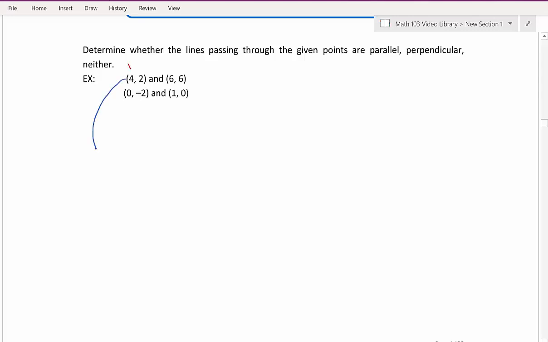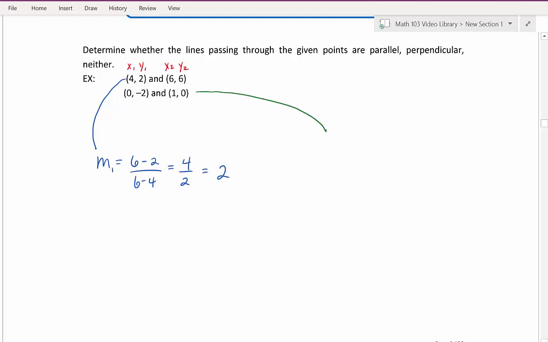And remember, when finding slope between two given points, we're using our slope formula, y2 minus y1 over x2 minus x1. The slope here for this first one, 6 minus 2 over 6 minus 4. It's going to be 4 over 2, which is positive 2. And I just use that subscript notation here to indicate that it's the first line. You wouldn't have to, but I like to just so I don't get confused in my own work.